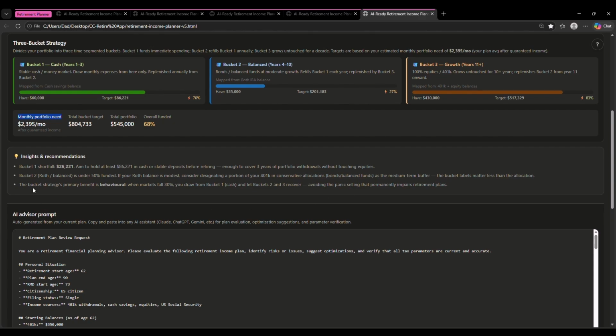And the bucket strategy's primary benefit is behavioral. When markets fall 30%, you draw from bucket 1, which is the cash, and let bucket 2 and bucket 3 recover, avoiding the panic selling that permanently impairs retirement plans.